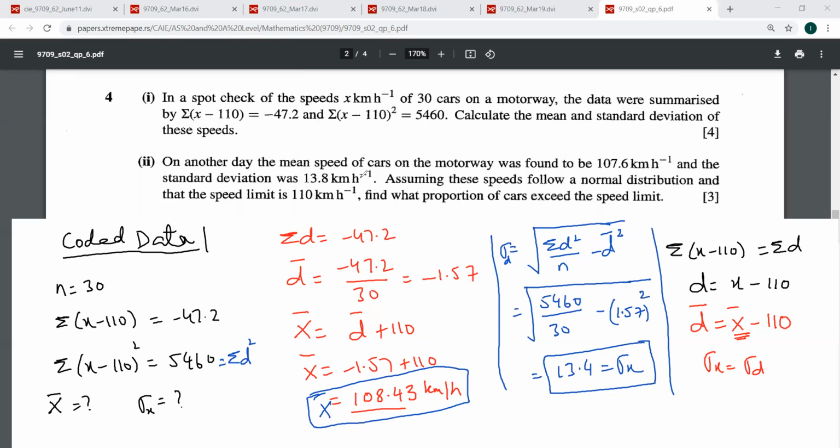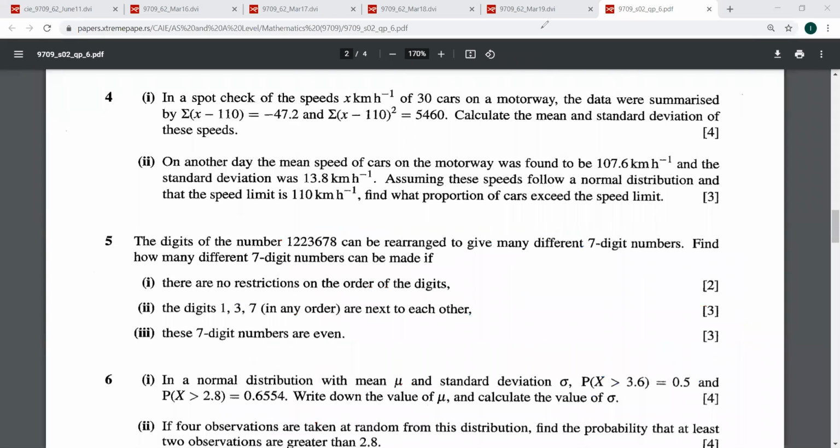So now let's look at the second part. On another day, the mean speed of the cars on the motorway was found to be 107.6 kilometers per hour, and the standard deviation was 13.8. Assuming these speeds follow a normal distribution. Okay, this is a question on the normal distribution, so I'll not be doing this right now. I'll be moving on to the next question now. I'm going to clear this.